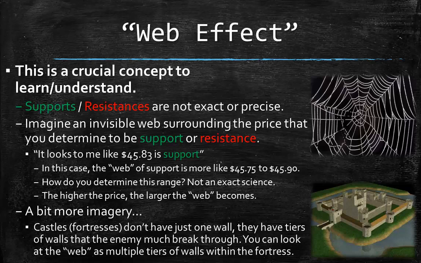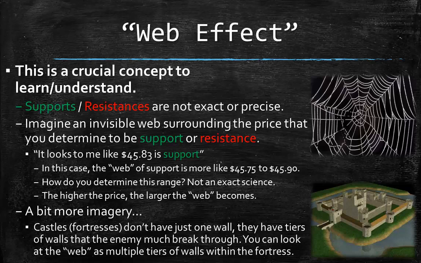Well, not really. I mean, think about it. $45.83, that's a pretty expensive stock. Going forward, I myself picture the web, and you're going to start to picture the web. We're going to look at it and say it's probably more like 45.75 to 45.90. Now, there's definitely no exact science to the range of it. Sometimes other components of the chart will help you determine the range and make it a little bit easier. However, there's no exact science in terms of what this range exactly is.